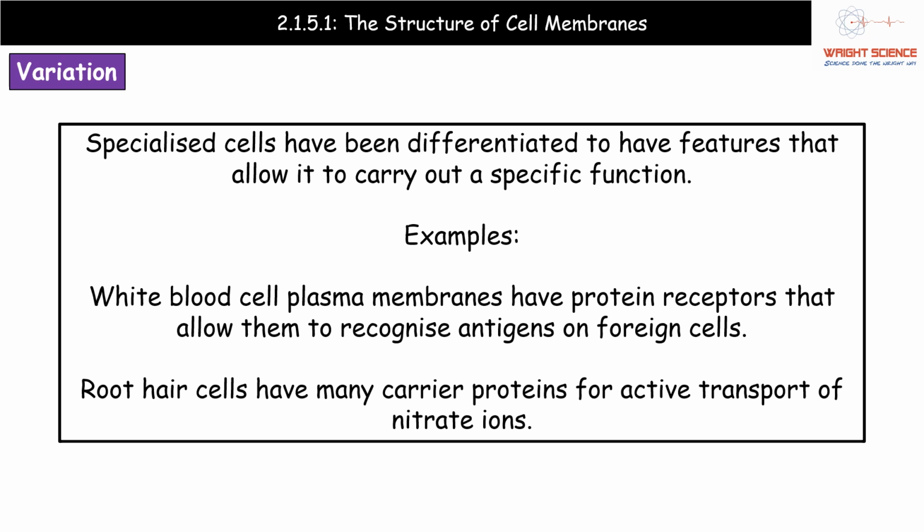So they can identify which are foreign cells and therefore which cells need to be removed from the body in our immune response. If we think about plants, we could use the example of the root hair cells. And these ones are obviously designed by the plant for taking up substances from the soil. So through those root hair cells, we are going to need to take up all those nitrate ions from the soil through that process of active transport. So we need lots of carrier proteins to allow that active transport to take place.